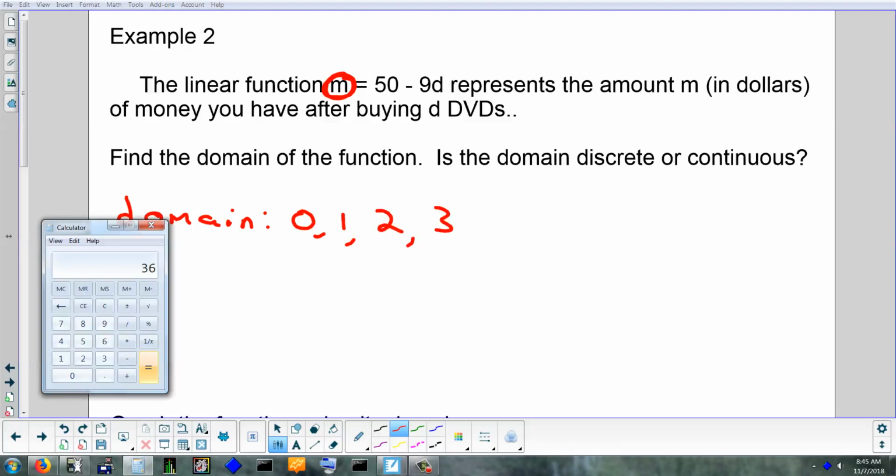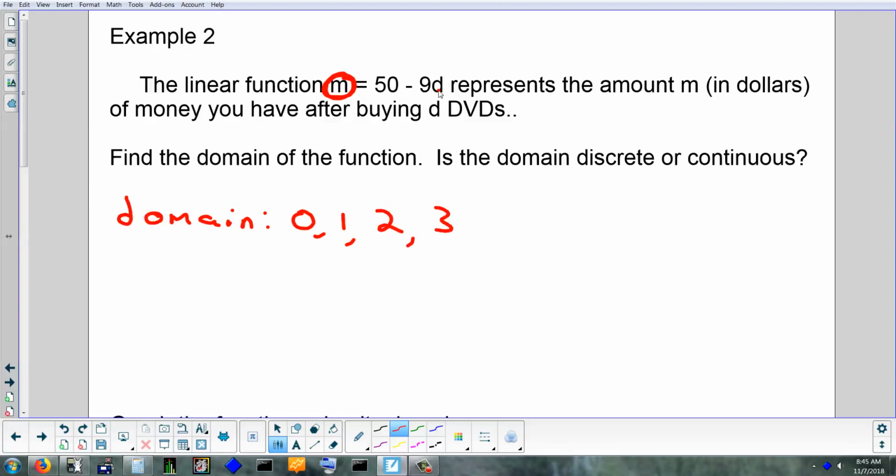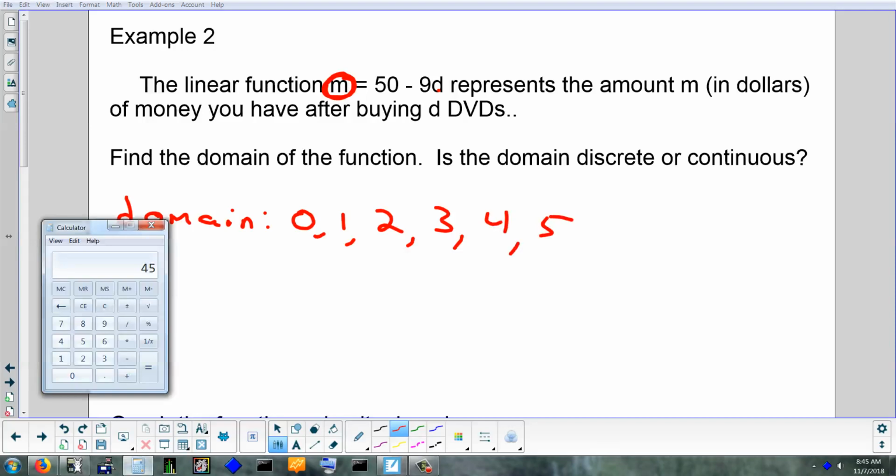Can I afford 4? That would be 9 times 4, that would be 36. 50 minus 36, you're okay. Can I afford 5? Yeah. If I buy 5, 9 times 5 is 45. 50 minus 45, you're still good. But you can't do 6 or anything. 9 times 6 is 54. Yeah, I'm over. 50 minus 54 means now I have negative $4 left.